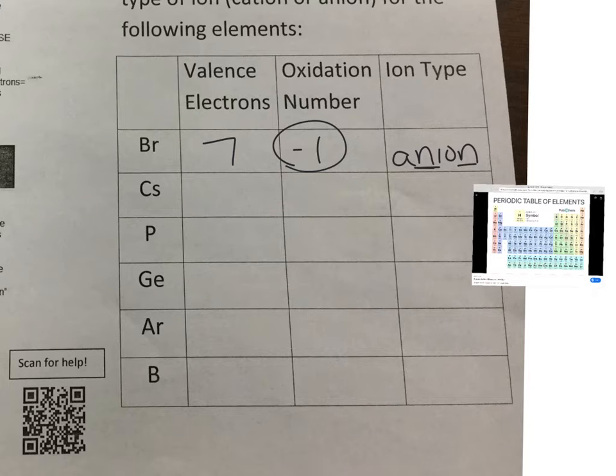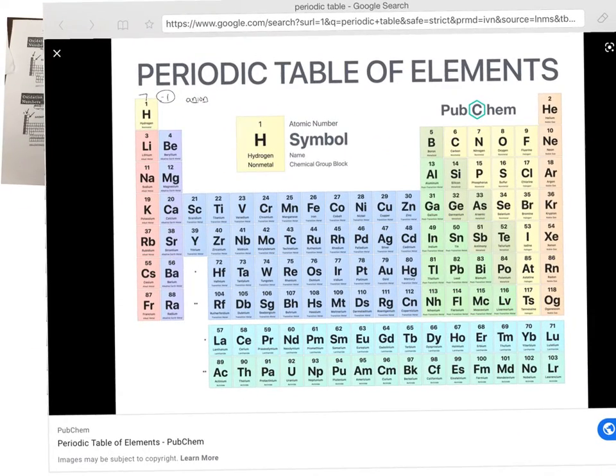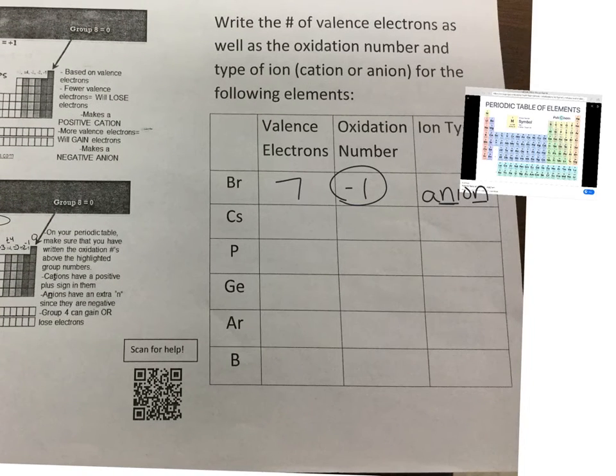Let's look for cesium. You go ahead and try it real quick. Where's cesium at? I found it. Here it is. Cesium, group 1. It's got how many electrons? 1, right? It's got 1 valence electron. So is it easier to gain? Remember, we're trying to get to what number? We're trying to get to 8. Is it easier for the cesium to give up its 1 to somebody else, or to take on 7? It's much easier to give it to someone else. So it's going to be a +1. I just wrote the wrong number. +1, right? And that's a cation.